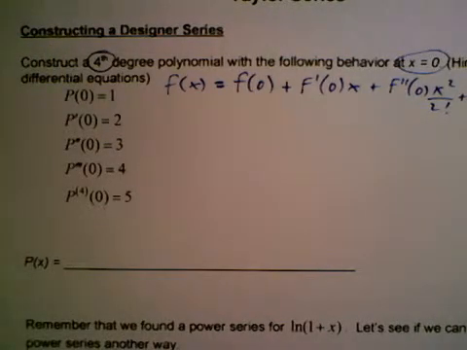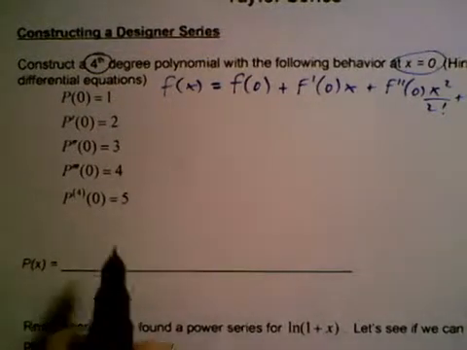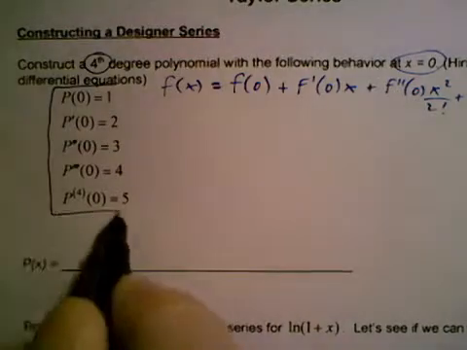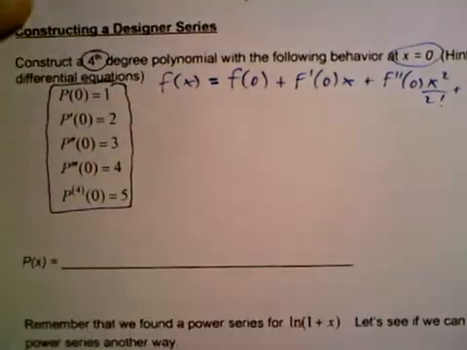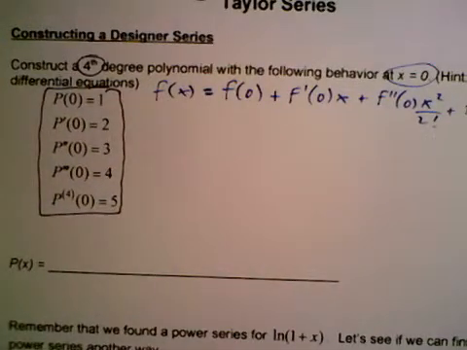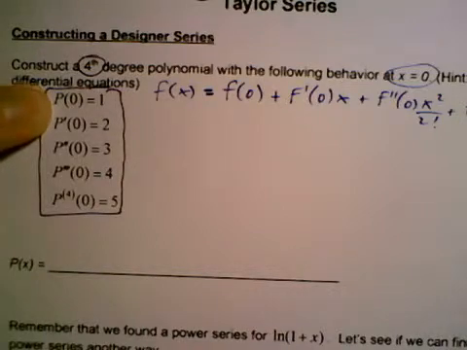So we're constructing a 4th degree polynomial with the following behavior, and the behavior that is being referred to is this behavior right here, where we're given bits of information about the function. The polynomial at 0 is 1, the first derivative of the polynomial is 2, and so forth.